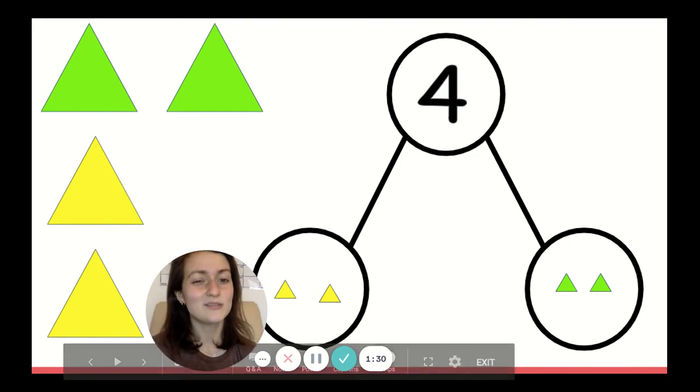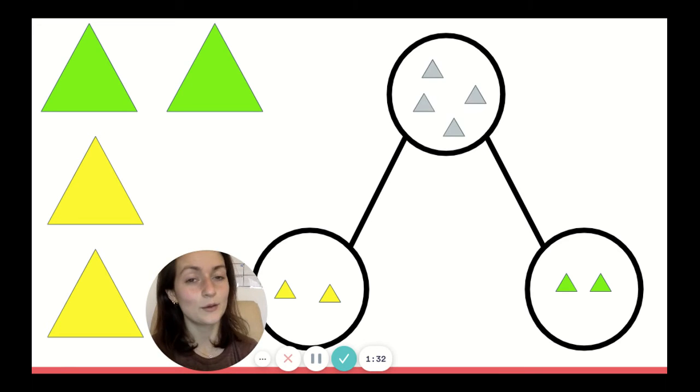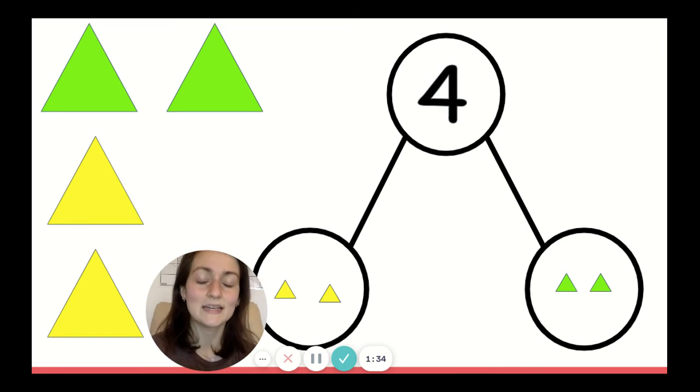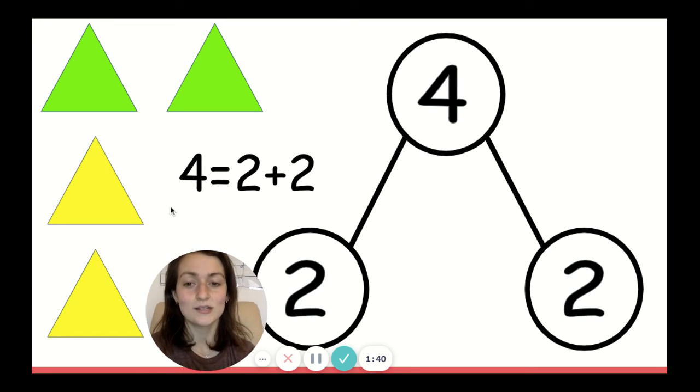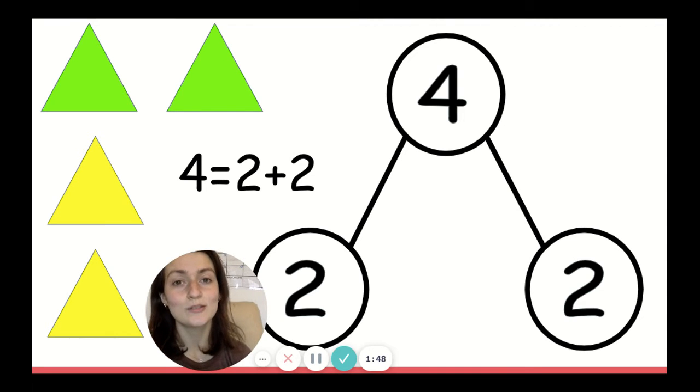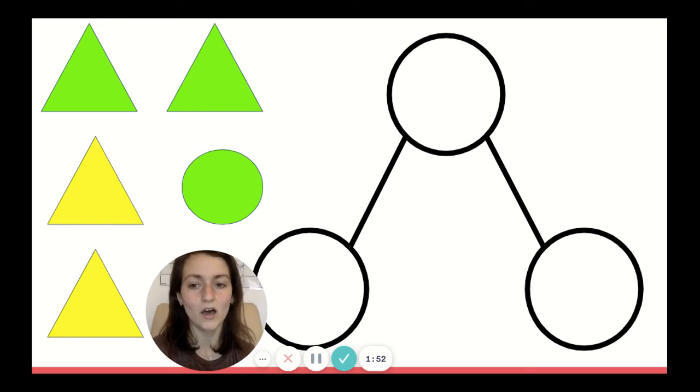But sometimes it's annoying to draw all those triangles, like we've talked about. So we can represent them with numbers. We know that we have 4 all together and we have 2 in each group. And that shows us 4 is the same as 2 and 2. We started off with 4 triangles, but by adding some color and splitting them into groups, we actually made up a math problem.